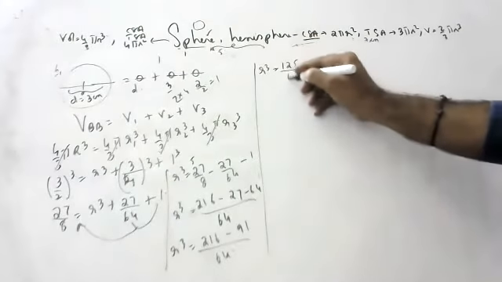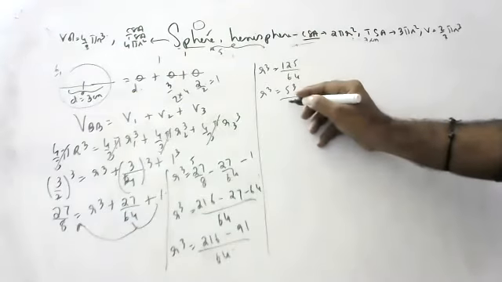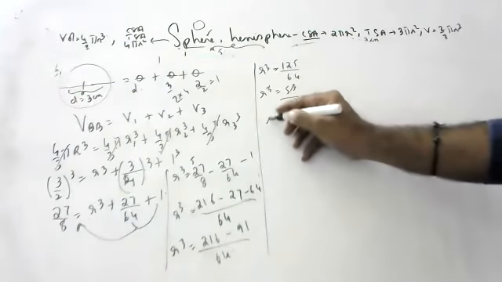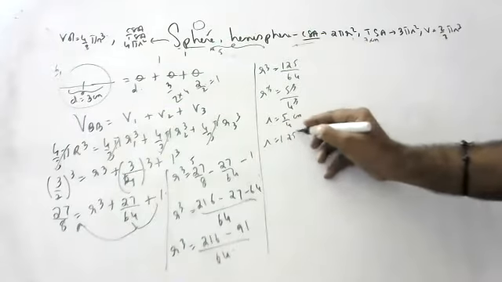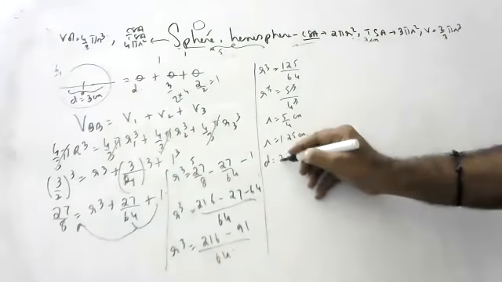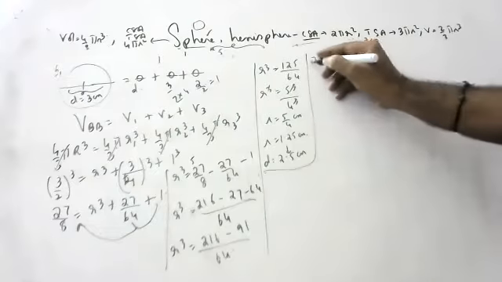R is equal to cube root of 125 by 64. R is equal to 5 cube by 4 cube, cube root on both. Radius is 5 by 4 centimeters, radius is 1.25 centimeters. Diameter is 2.5 centimeters because double of radius is diameter. Thank you, you told very nicely.